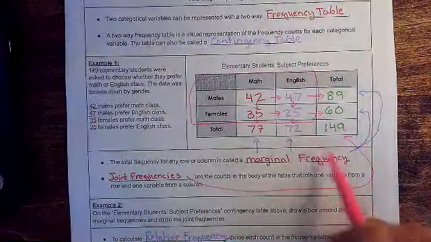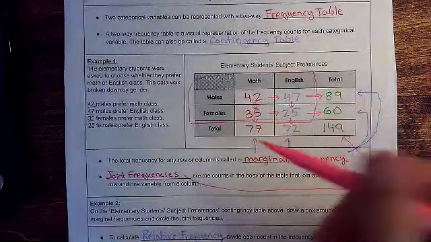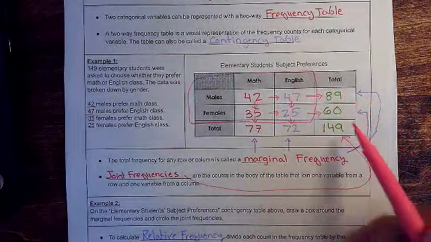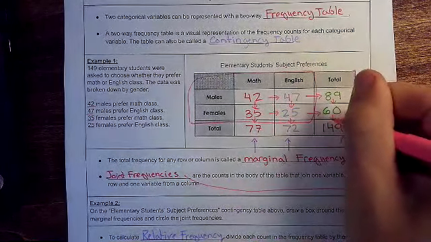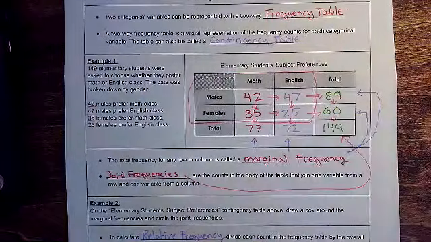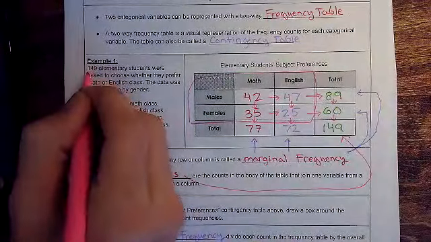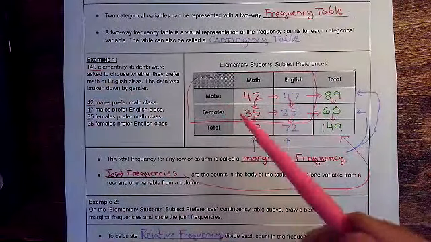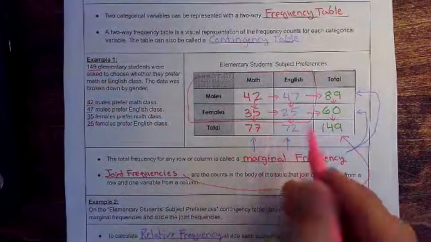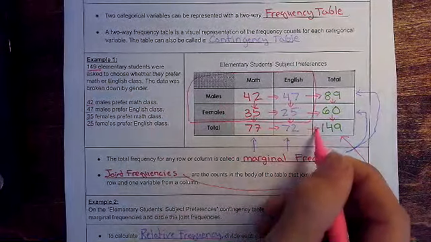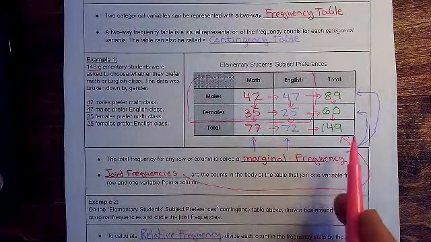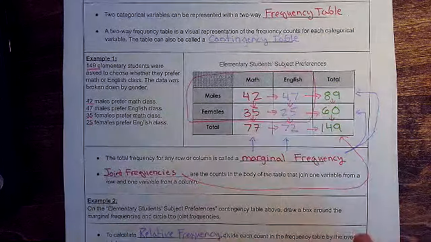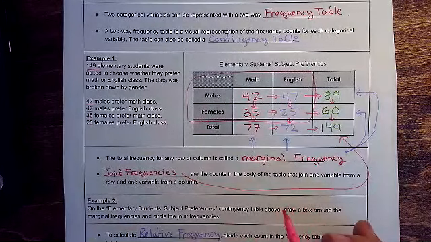Now this one here in the corner is the total of males and females that were surveyed in total. So 89 plus 60 is 149. And it even says that up here, 149 students total. And we can even do it this way too. 77 plus 72, 149. So that's what this is going to look like, a two-way frequency table.